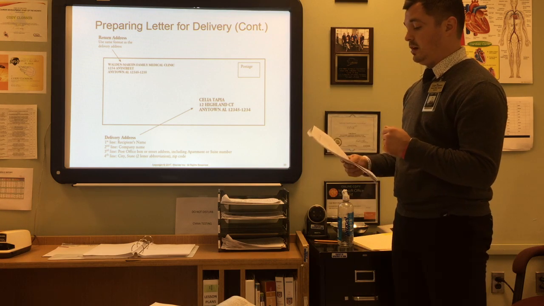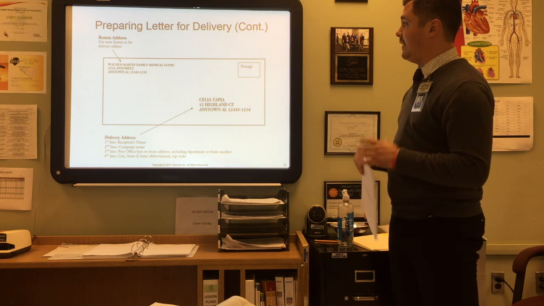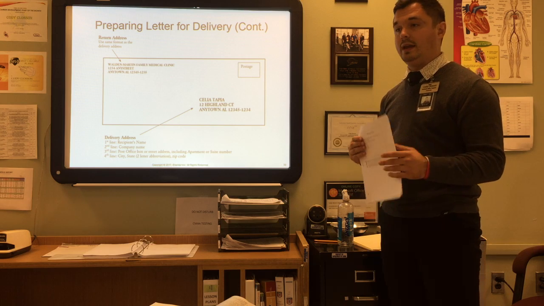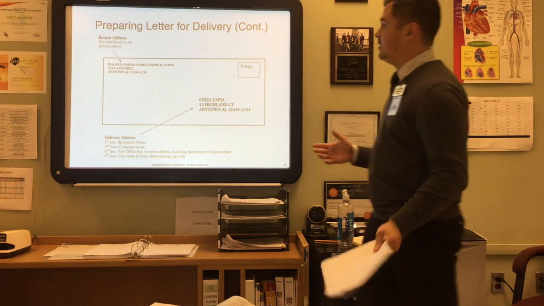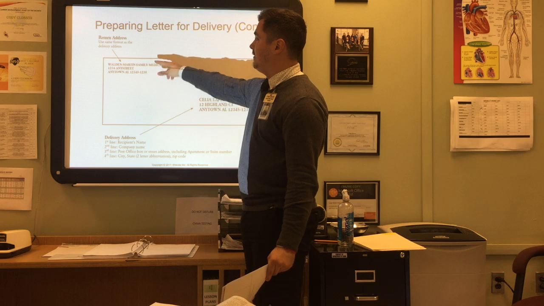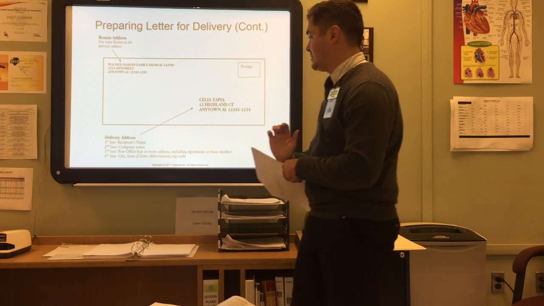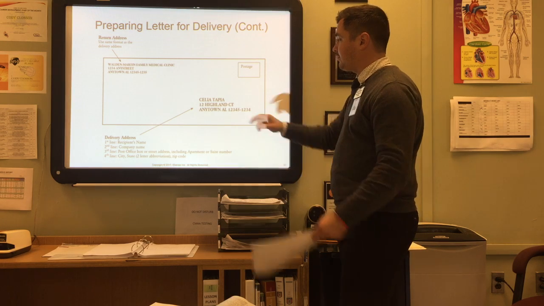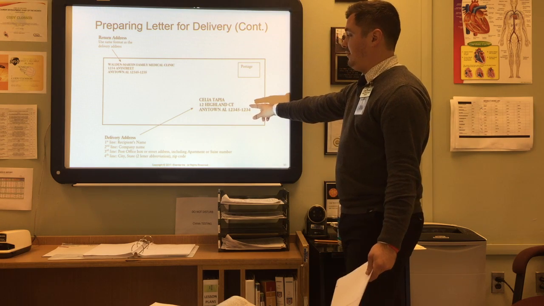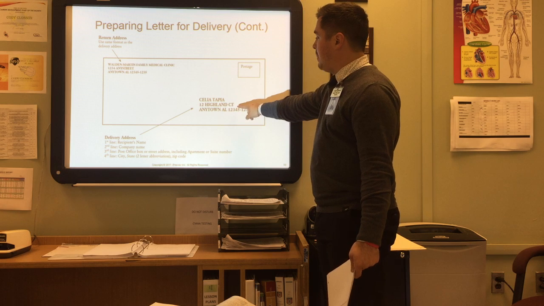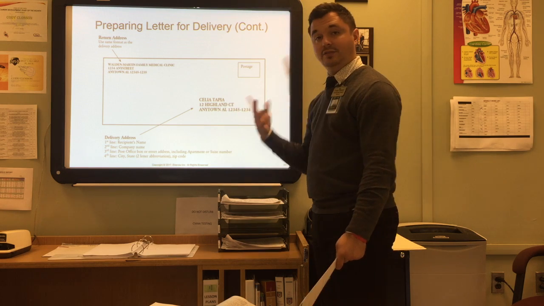So here's an example on page 122 of your textbook of a letter that is correctly written out. So you can see here, your return address is in the upper left-hand corner of your envelope, and use the same format as the delivery address. So your delivery address down here, you have your recipient's name, the company name would go on the second line if you have one.